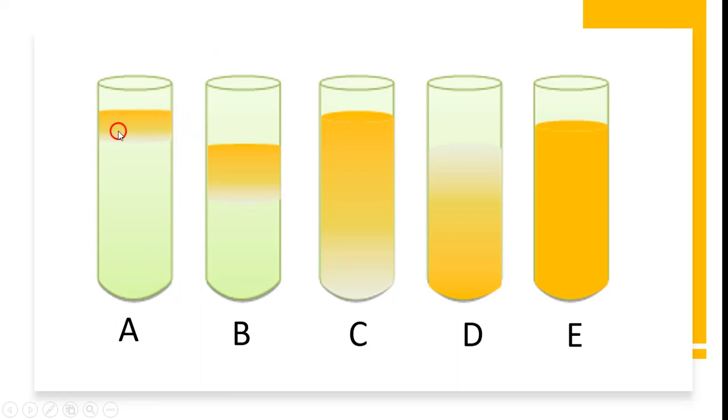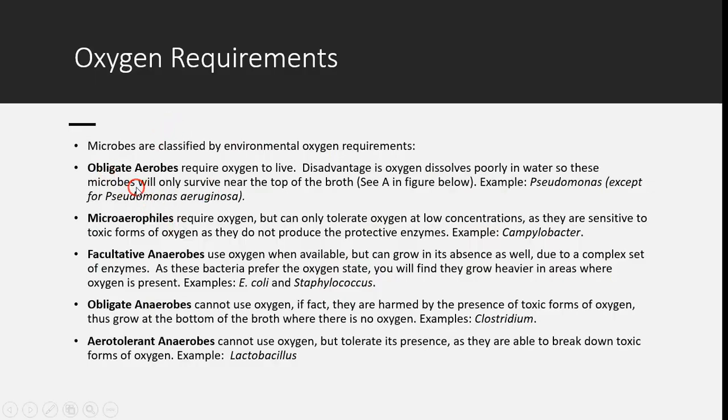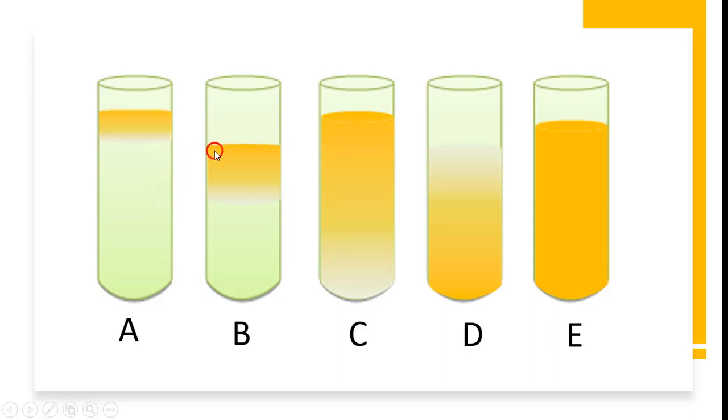So in A here, we have high levels of oxygen, and that is the only place you see microbial growth, because those are going to be the obligate aerobes. They have to have oxygen. And where I'm getting these terms from are just back up here, okay? Microaerophilics is the next one.